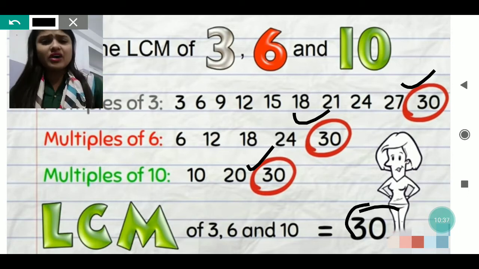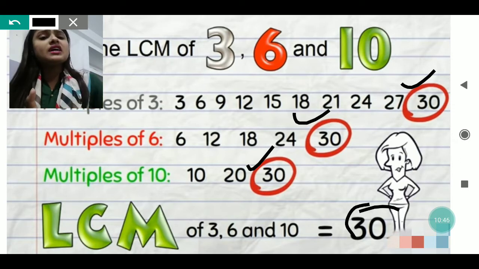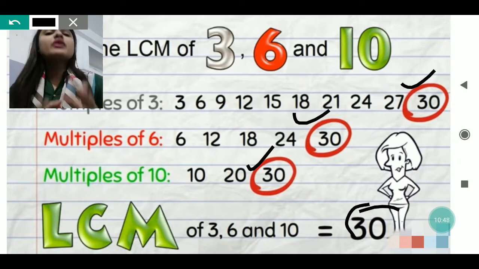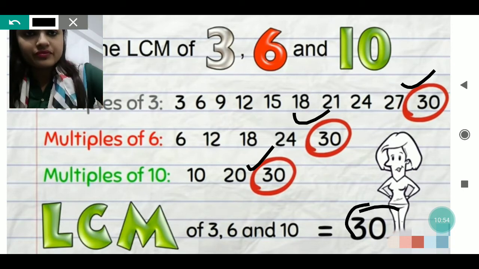Okay, no need to go further. You will get so many common multiples between them further on, because multiples are infinite. But no need to go further, because when you have to find the least one, the first one is the least one.